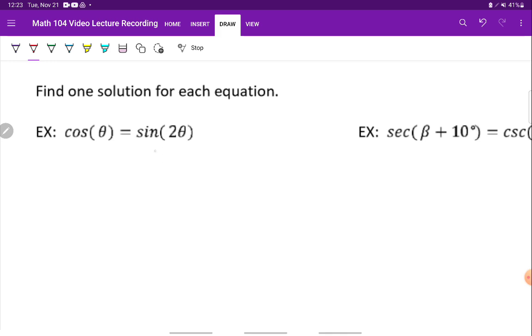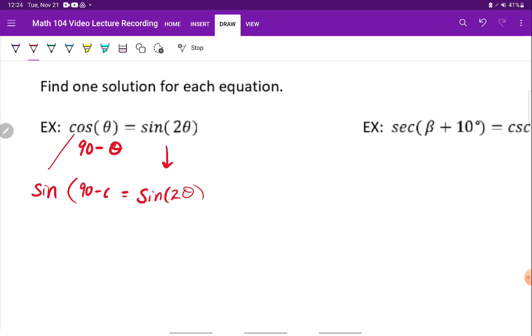So this one's going to stay the same. Sine of 2 theta. And over here, we know we can change cosine to sine, and then we just need the complement, and we always do 90 minus whatever's in the parentheses, so this will be 90 minus theta. Now that we have one sine equal to one sine, we can set the arguments equal to each other.